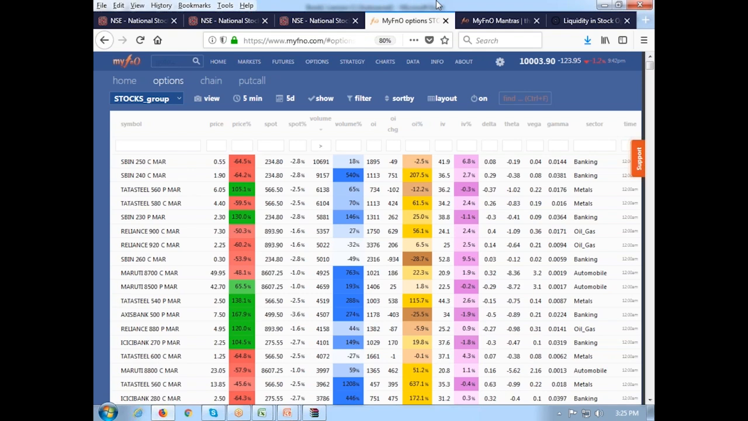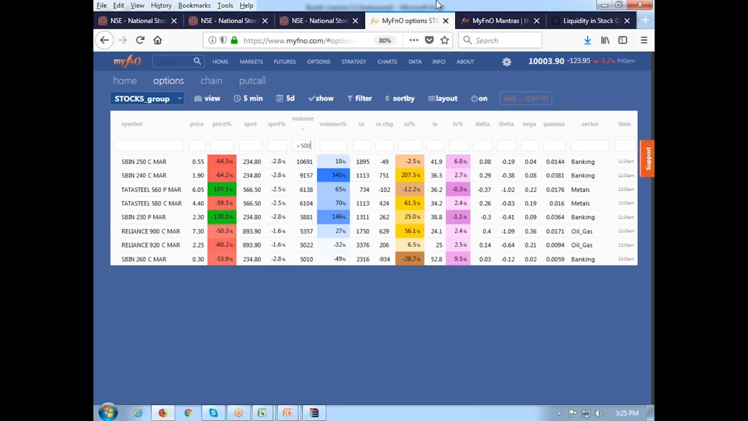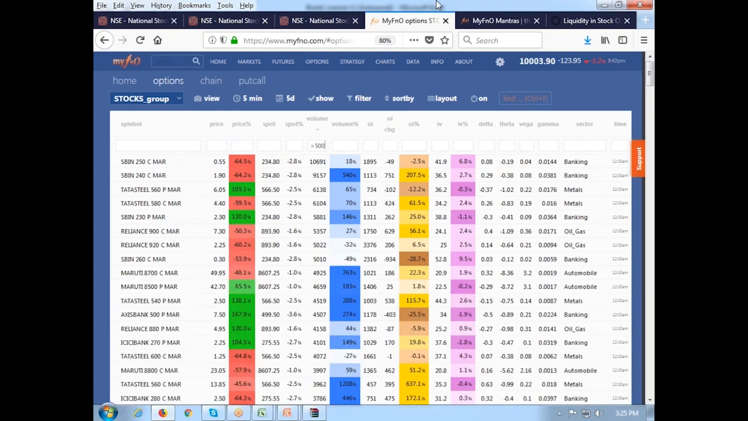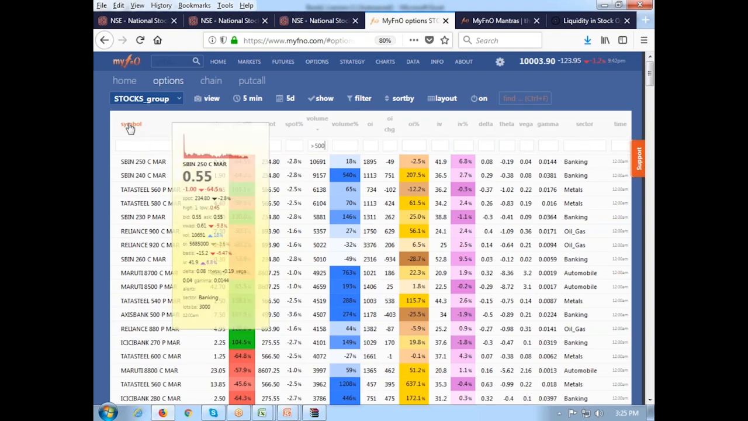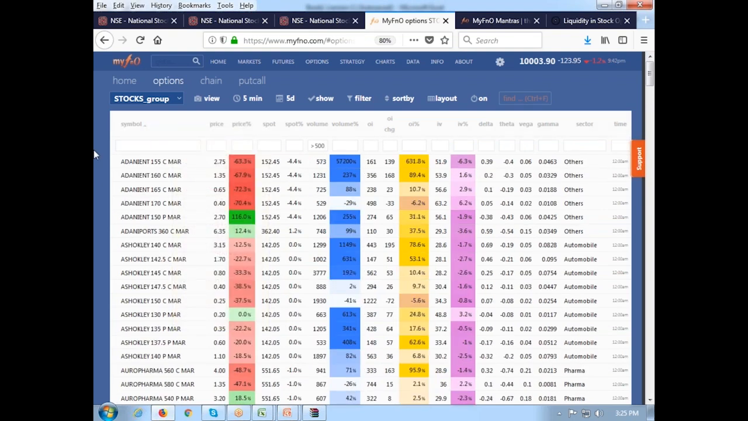So you see the volume, let's say where the volume is greater than 500. You will see names there. Just click on the symbols, and it's sorted symbol wise. Now you see stock options where the volume traded for the day is more than 500 lots. Okay.